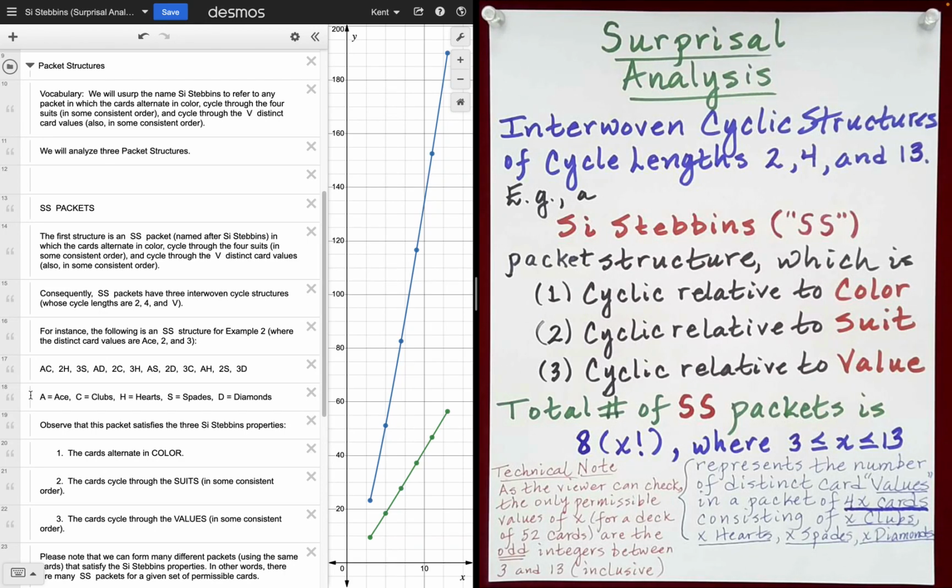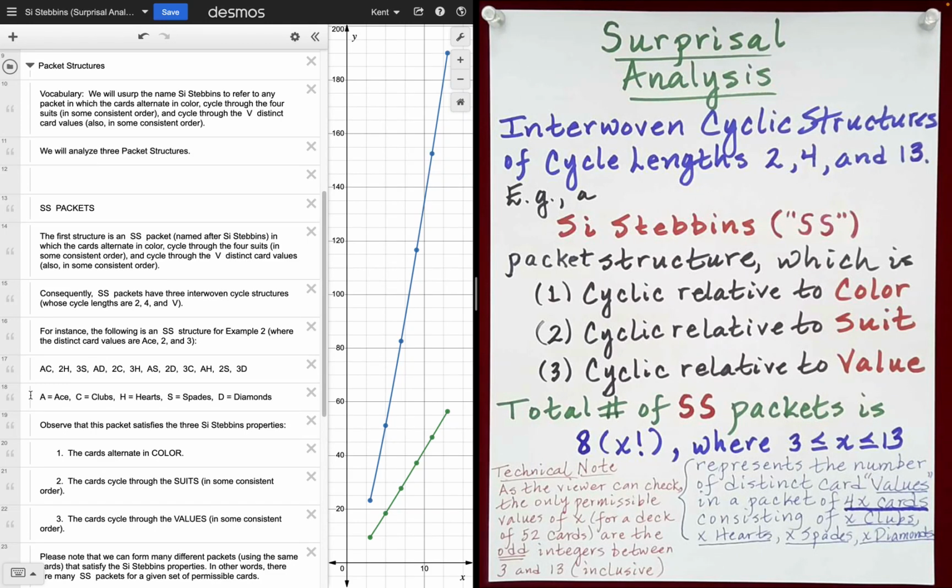alternate in color, cycle through the 4 suits in some consistent order, and cycle through the V distinct card values, also in some consistent order. We will analyze 3 packets.